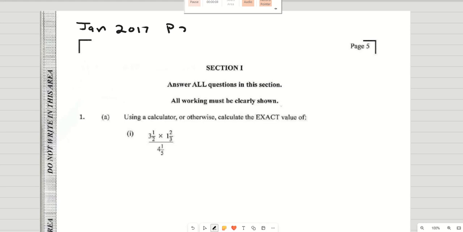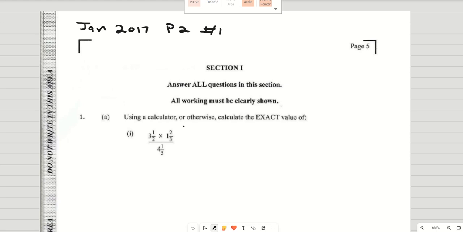So today we'll be doing January 2017, paper 2, number 1. If you look at this question, it says use a calculator, otherwise calculate the exact value of 3.5 multiplied by 1 and 2/3, all divided by 4 and 1/5. When you see a question like this, they say use a calculator otherwise. So I'll show you how to use a calculator.